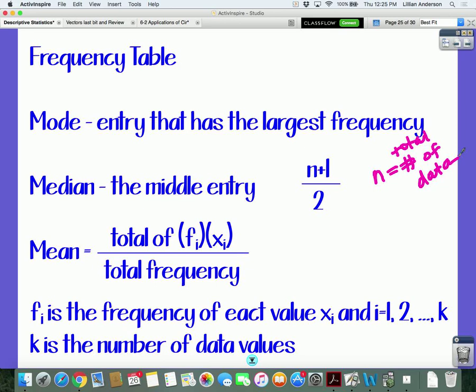To find the mean, though, of a frequency table, you have to realize that these numbers are occurring several times within the data. So what you need to do is take the total of Fi times Xi. Fi represents the frequency of each value, and Xi represents the first value, second value, third value, and so on and so forth. And then you divide it by the total frequency. So we're gonna look at an example after you guys copy this down.